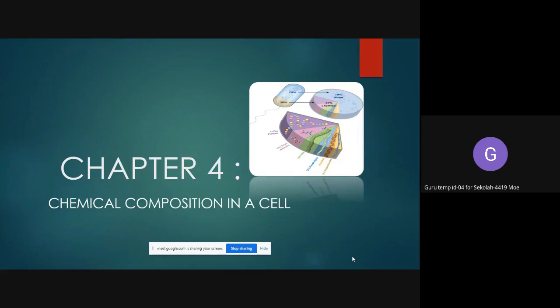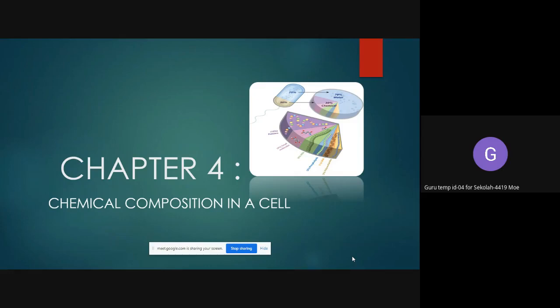So today we are going to learn new chapter 4, which is about chemical composition in a cell. For today's lesson, we are going to cover two subtopics: subtopic 4.1 about water and subtopic 4.2 about carbohydrate. I think all of you have already learned about water and organic compounds. There are several examples of organic compounds. The first one is carbohydrate, protein, lipids, and also nucleic acid.